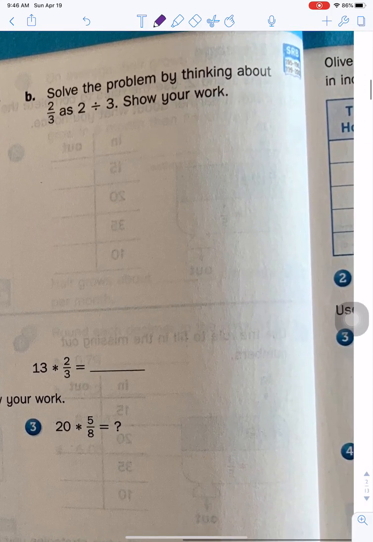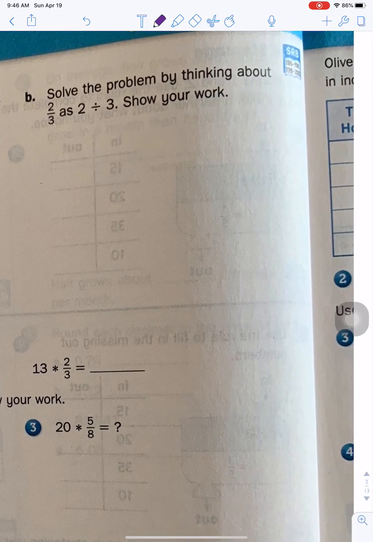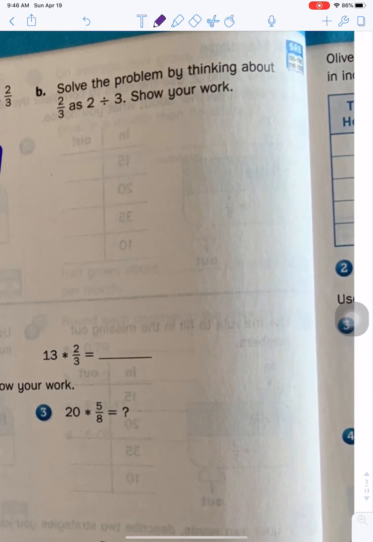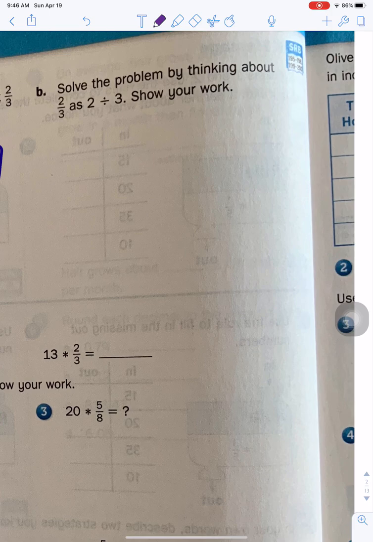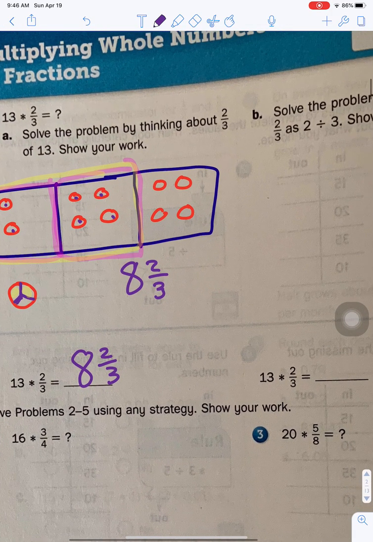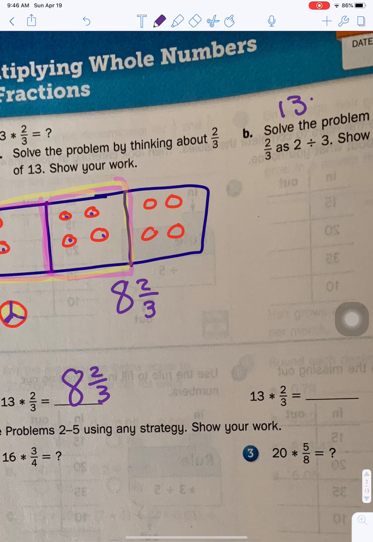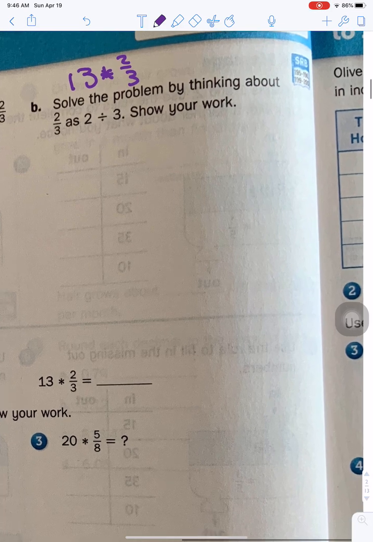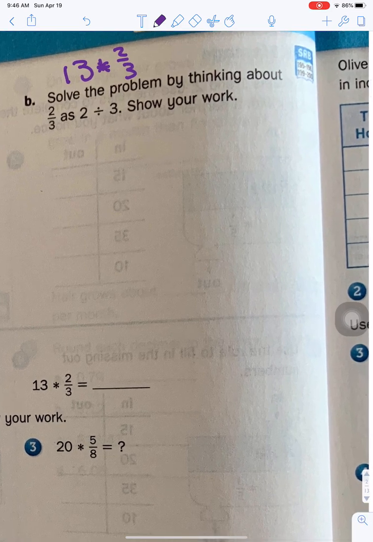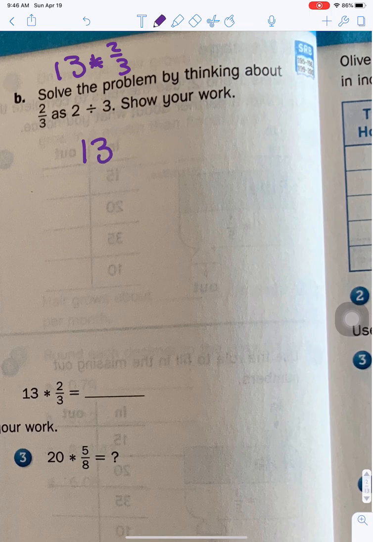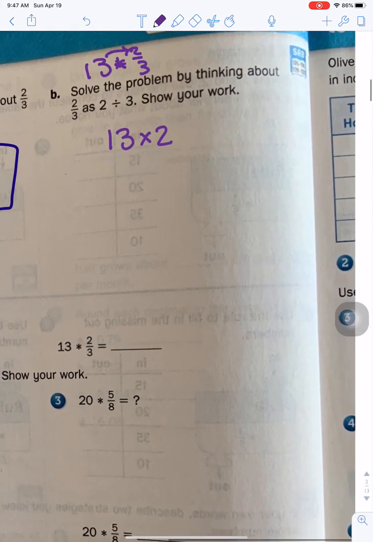The second part, B, solve the problem by thinking about 2/3 as 2 divided by 3, and then show your work. So if I was thinking about that problem, so I have 13, I'm going to go back here, 13 times 2/3. So if I'm thinking of this as 2 divided by 3, I can do 13 times 2, that's up here, 13 times 2, equals 26.